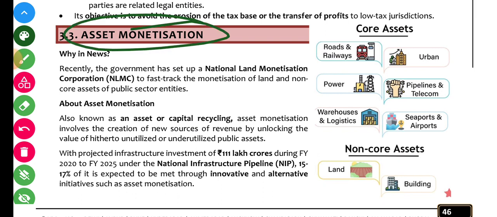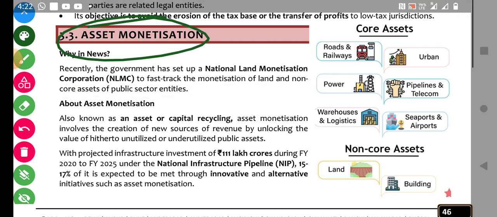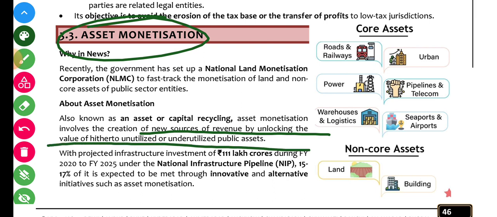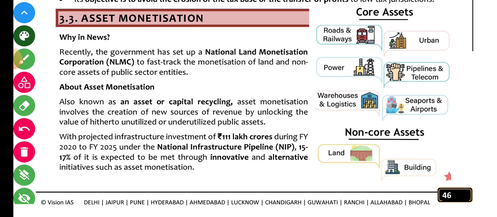Next is asset monetization. The National Land Monetization Corporation is to fast track the monetization of land and non-core assets of public sector entities. So what is asset monetization? Asset monetization involves the creation of new sources of revenue by unlocking the value of hitherto unutilized or underutilized public assets. Remember this.